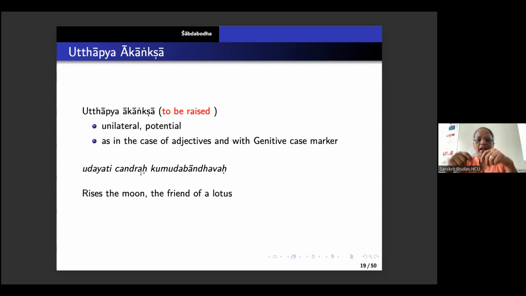So we have this expectancy which is unilateral. This is with the case of adjectives. Similarly with the genitive case marker.